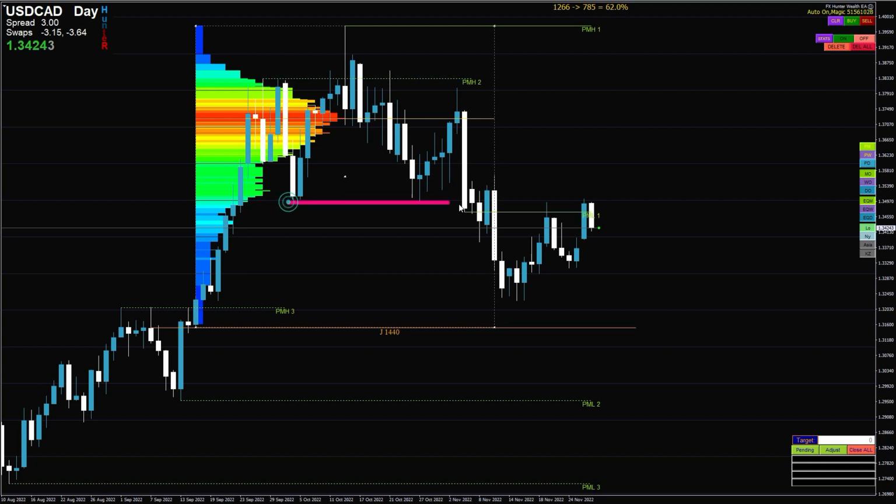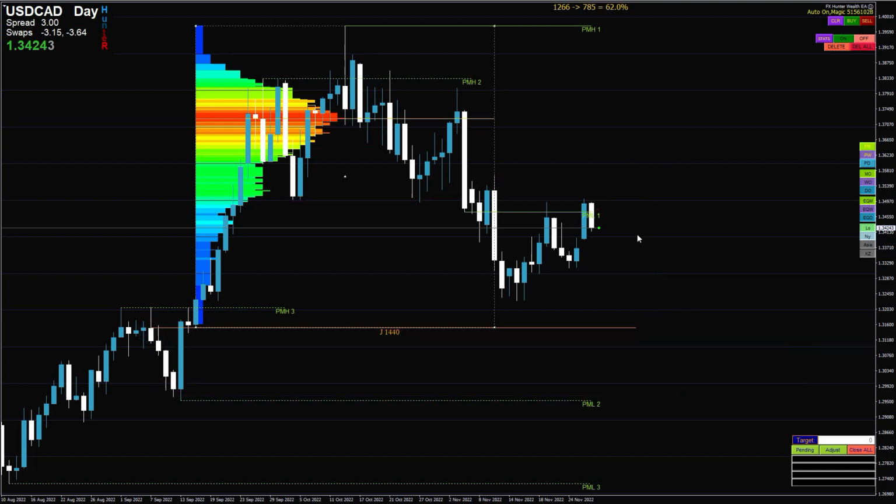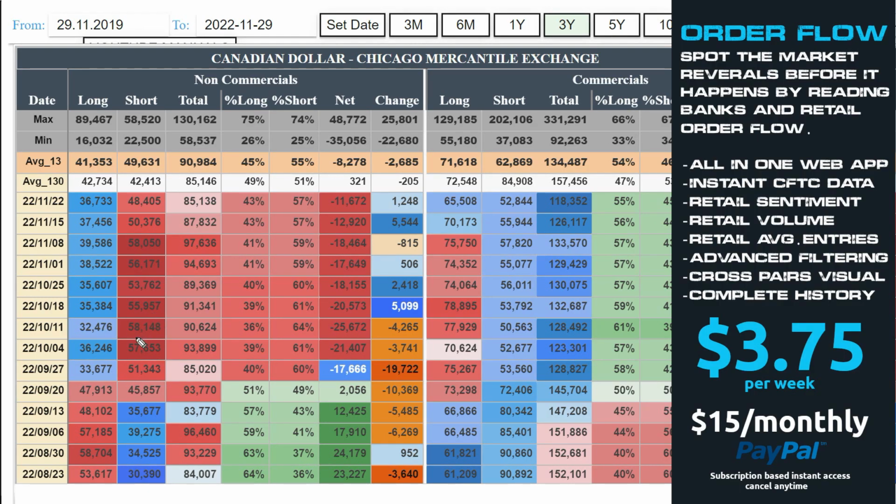Then we got this break of the structure. We have this left gap in here, which would be perfect if the price comes here for the bigger short with the target in this daily order block that has been set. But right now there is already an opportunity. But let me show you later. Right now let's go to the COT data. What we can see is this is CAD, not USDCAD.